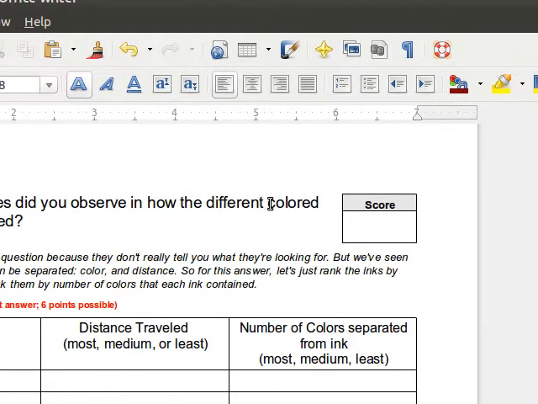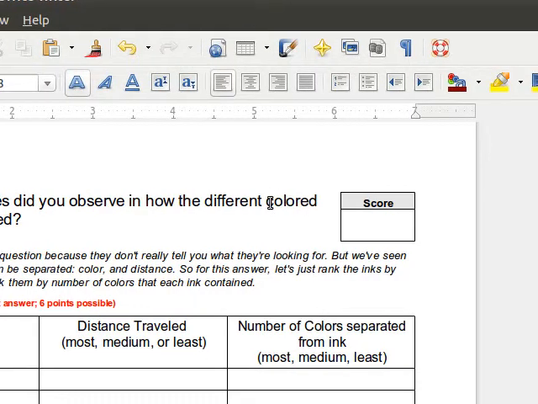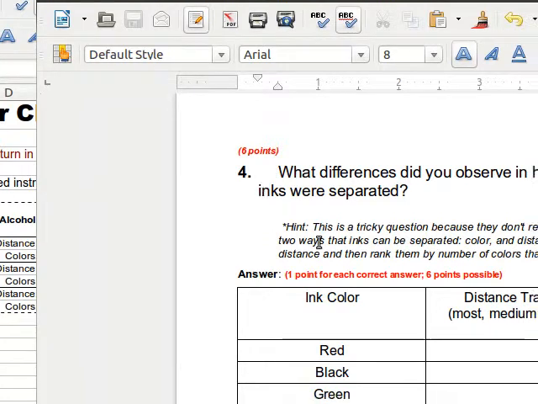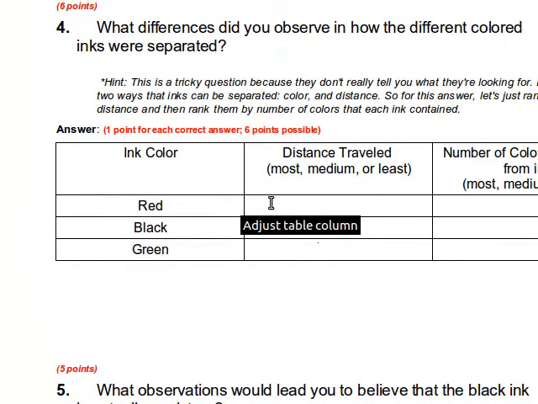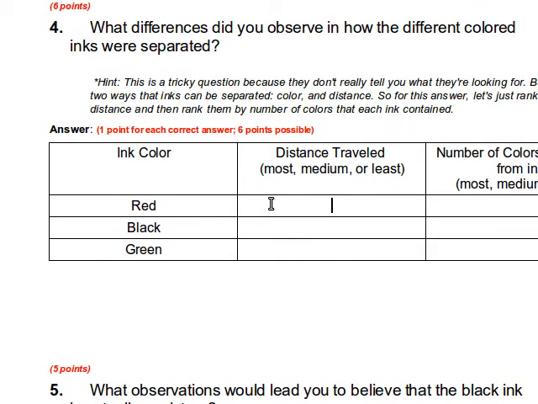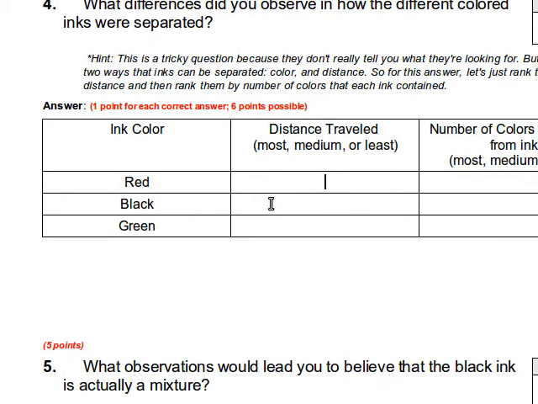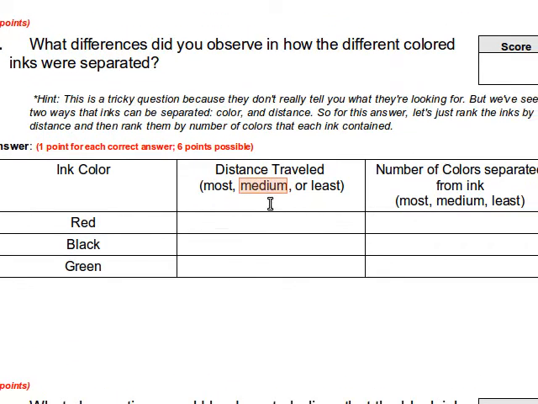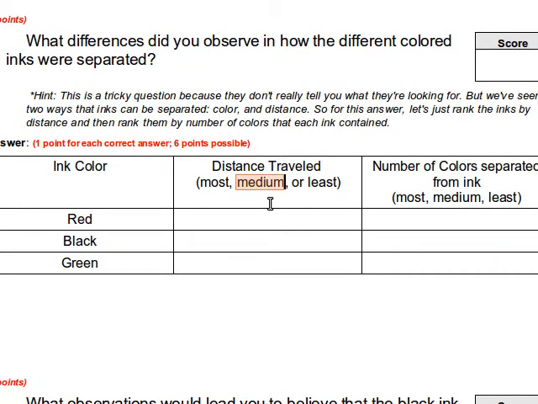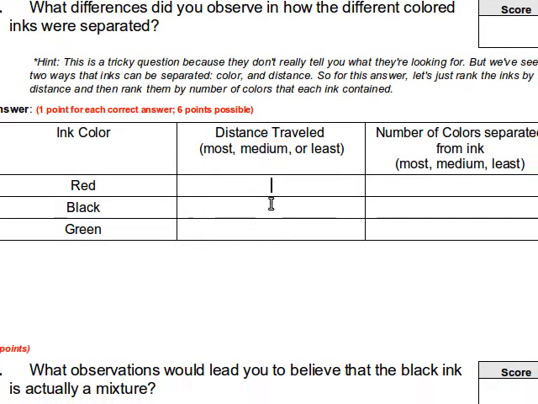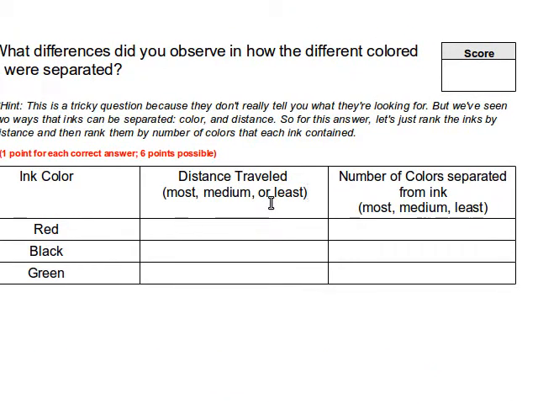Now remember, they don't talk about the different solvents, only the different inks. So what we're going to do is tell me, or your teacher, which of the inks on average traveled the most, which of the inks on average traveled the least, and which of the inks on average traveled a medium amount. And if they all tie, or two of them tie, you can write that, right? So you can have most for two of them and least for one, something like that.